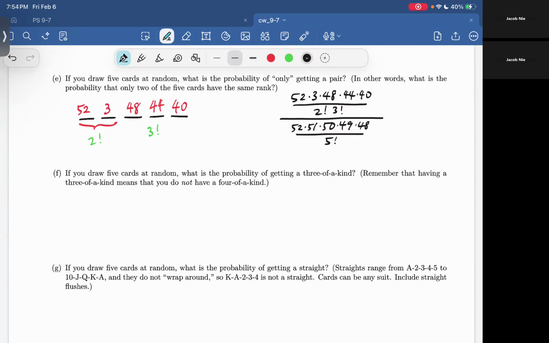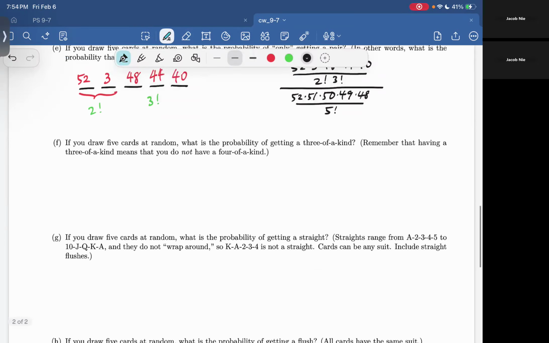And you can notice that this is different than what we previously calculated. And it's different because of these denominators, 2 factorial, 3 factorial, and 5 factorial. You might also notice that actually this answer is 5 choose 2 times the previous answer that we did when we did it the wrong way. And you can think about why that is.